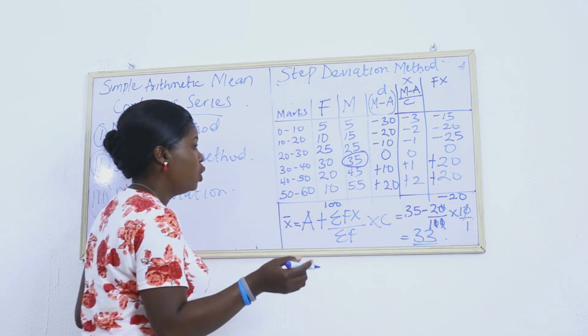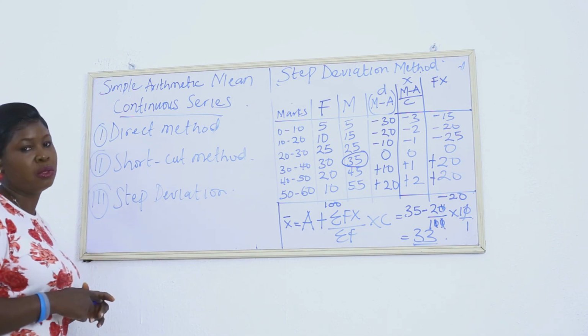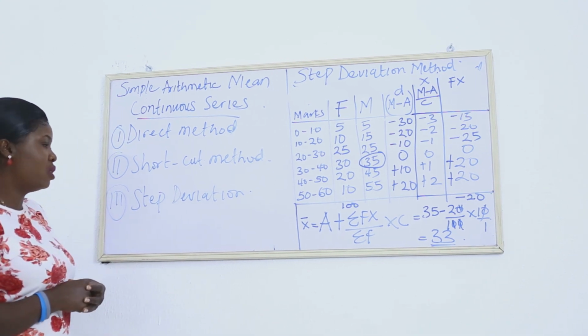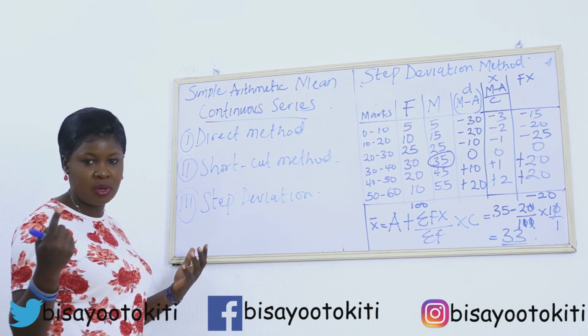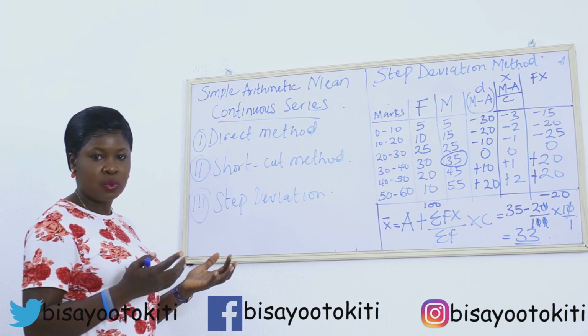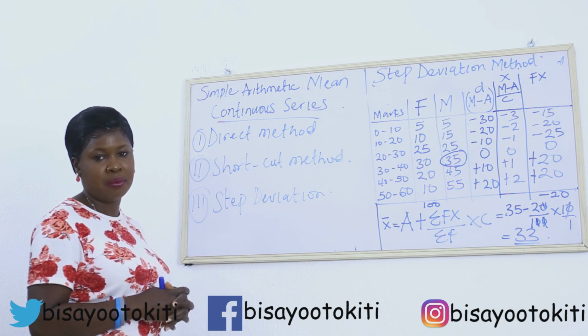You can see that looking at all the methods, whether you are using the direct method or the shortcut method or the step deviation method, for a singular question, we still come down to the same answer.